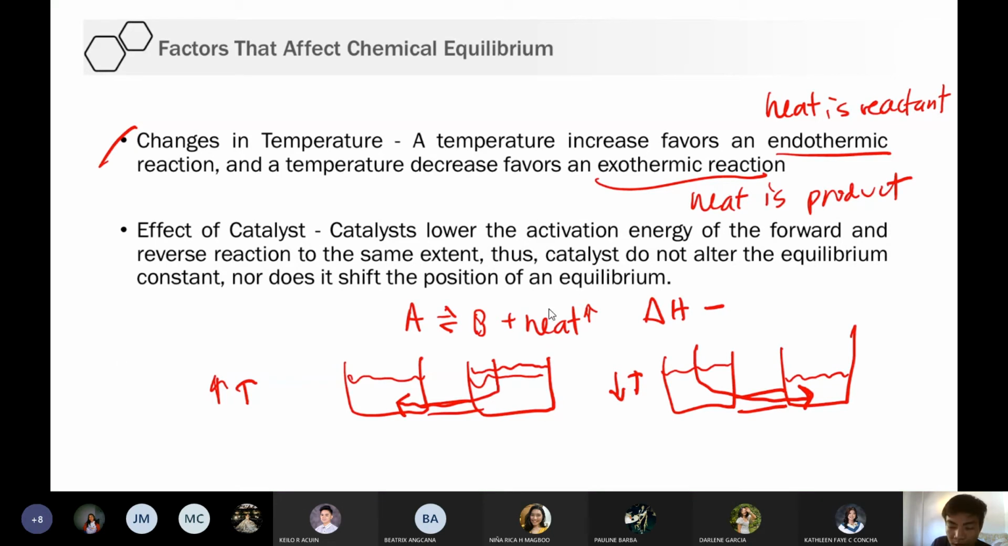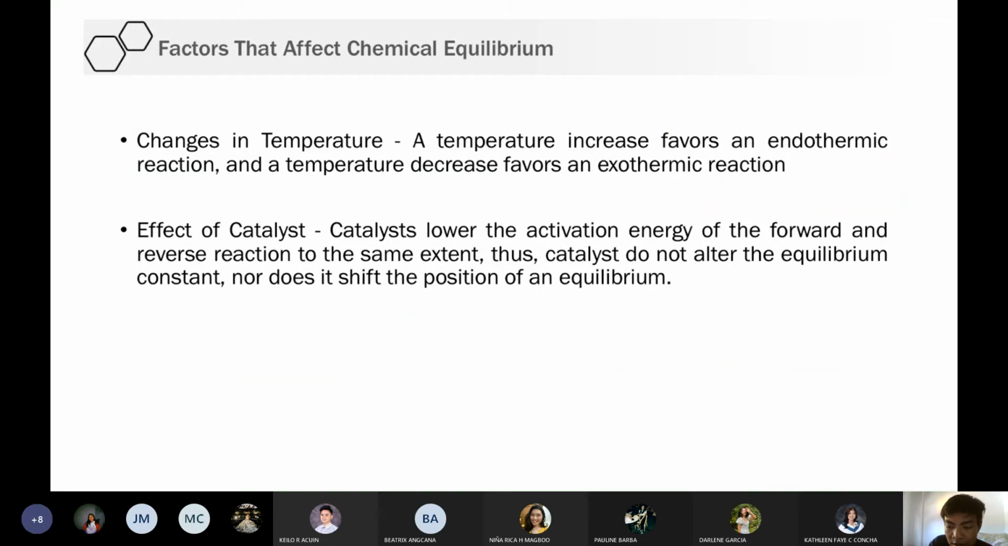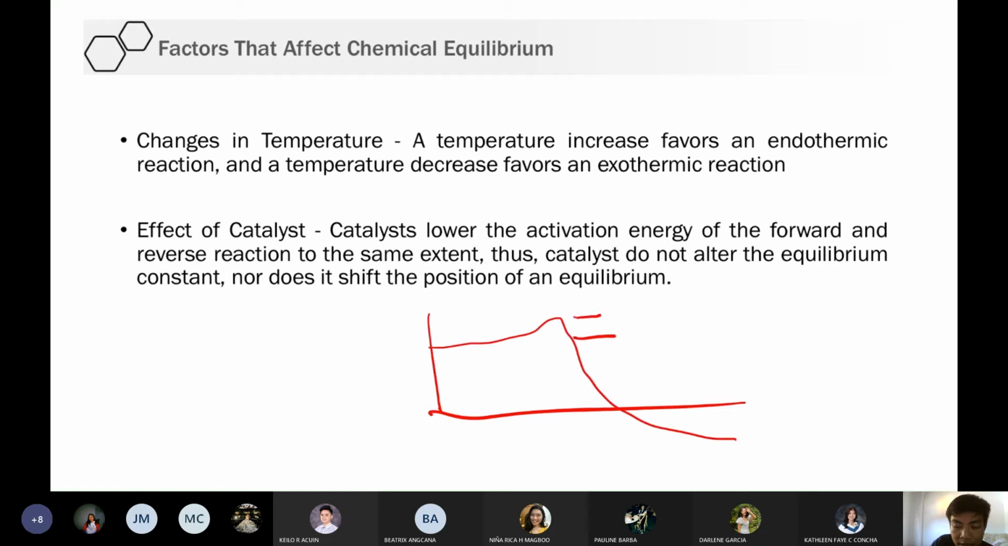And then lastly, the effect of a catalyst. A catalyst just lowers the activation energy for your reaction to occur. So what is activation energy? Activation energy is the energy barrier between the reactants and the products. Hopefully you can still recall your high school chem. What catalysts do is decrease that barrier so that the reaction will proceed smoothly.